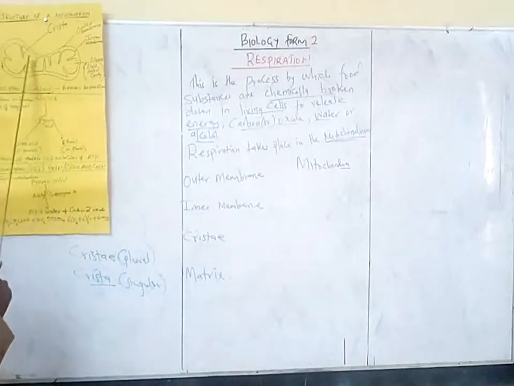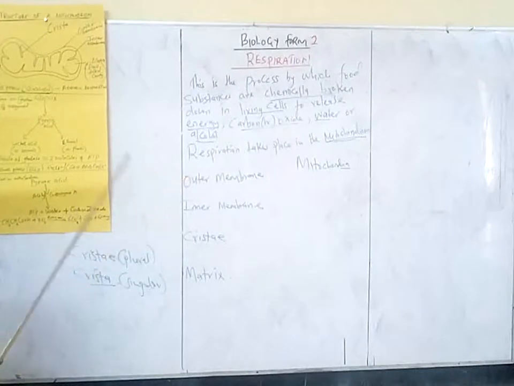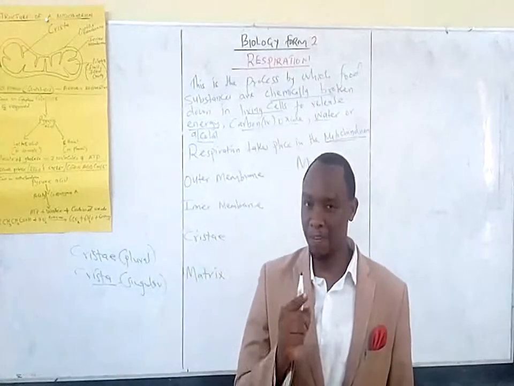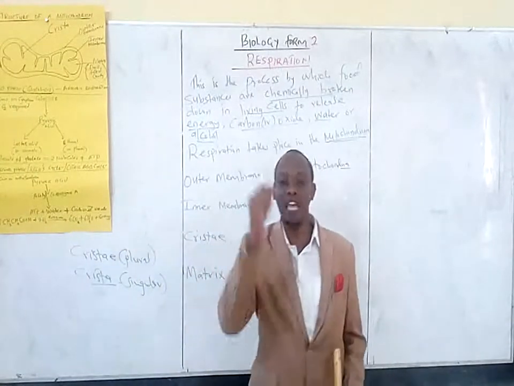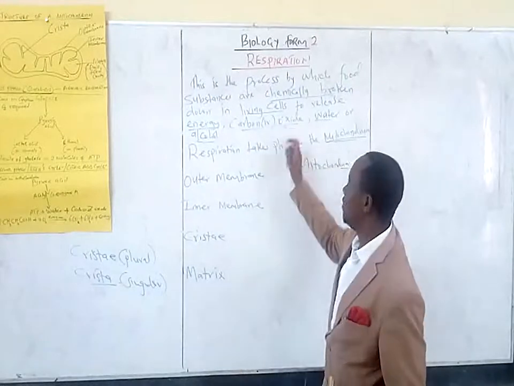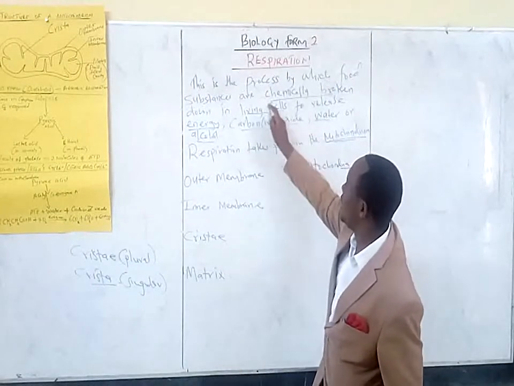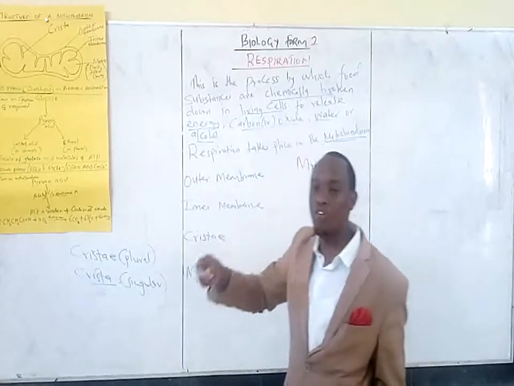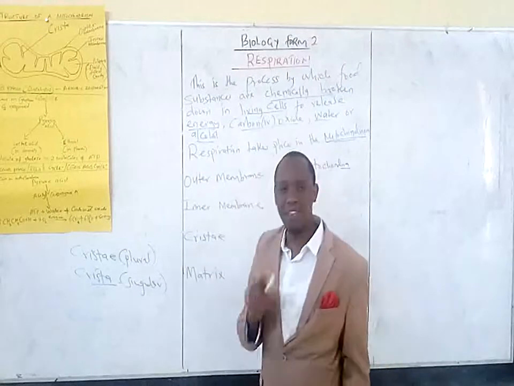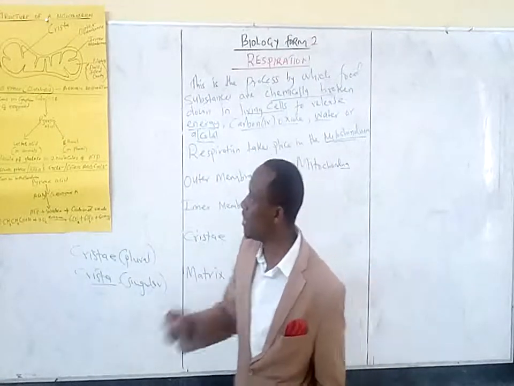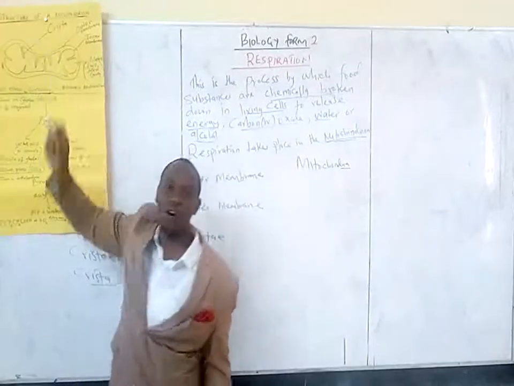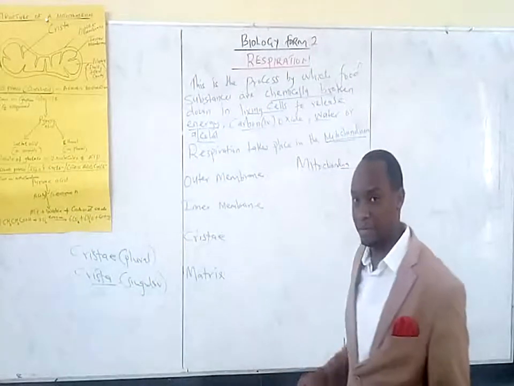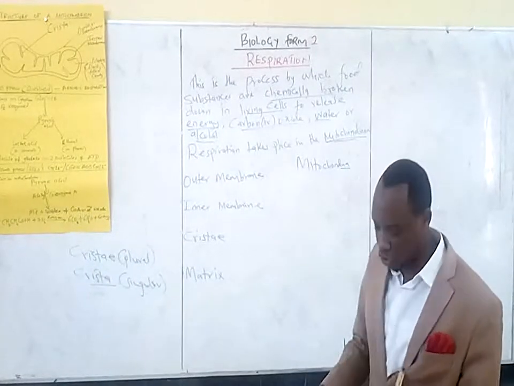What about the cristae? The cristae are foldings that increase surface area for the attachment of respiratory enzymes. Remember, we have said that in living cells, food is chemically broken down. There is the presence of respiratory enzymes. Where are these enzymes found? These enzymes are attached on the foldings called cristae. So this is the structure of the mitochondrium.